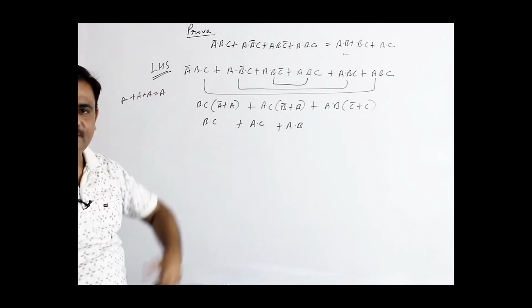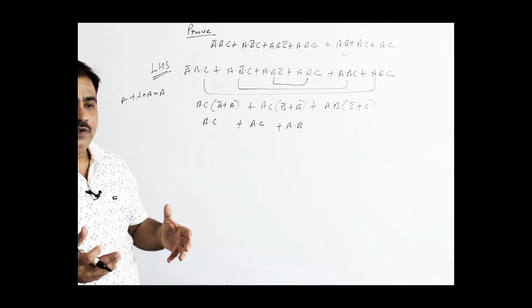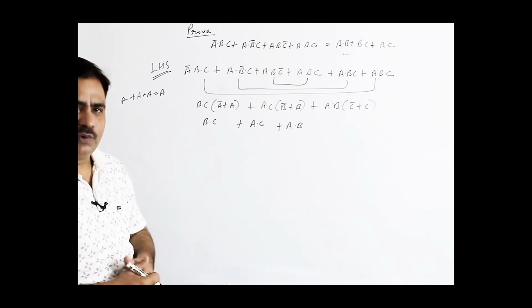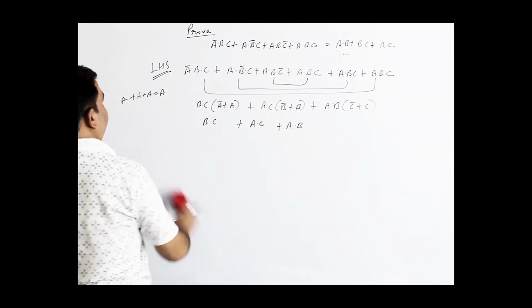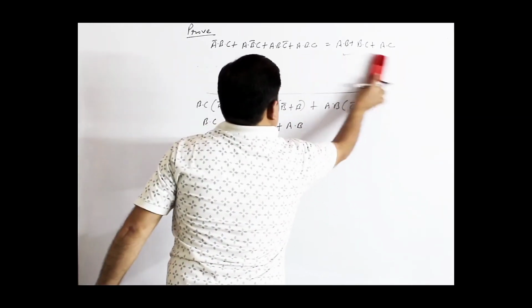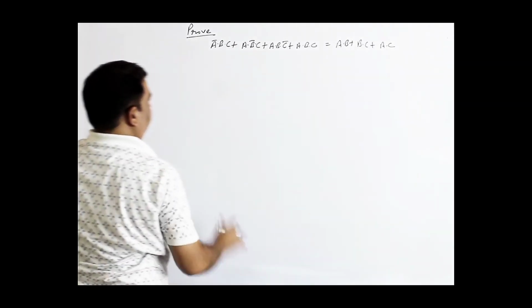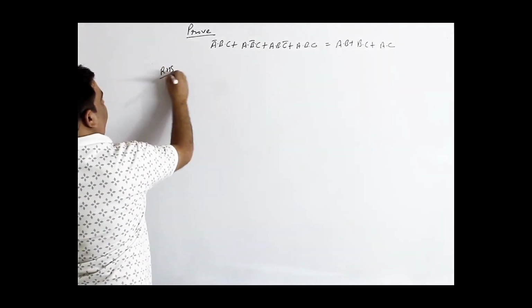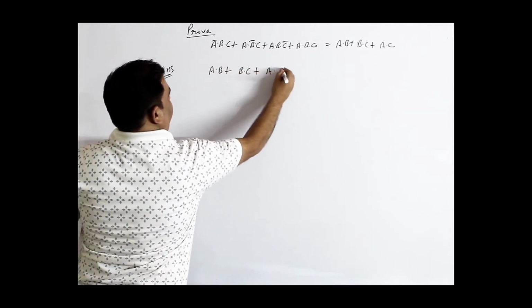This is the second method. Second way you can also prove like this. Now the third method, one more method, by taking the RHS. We can also prove the same expression. How can we prove using RHS? RHS is A dot B plus B dot C plus A dot C.